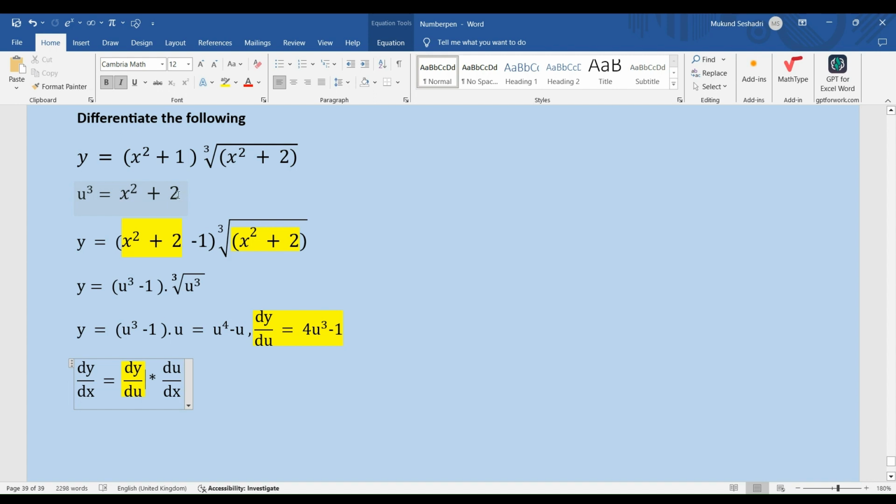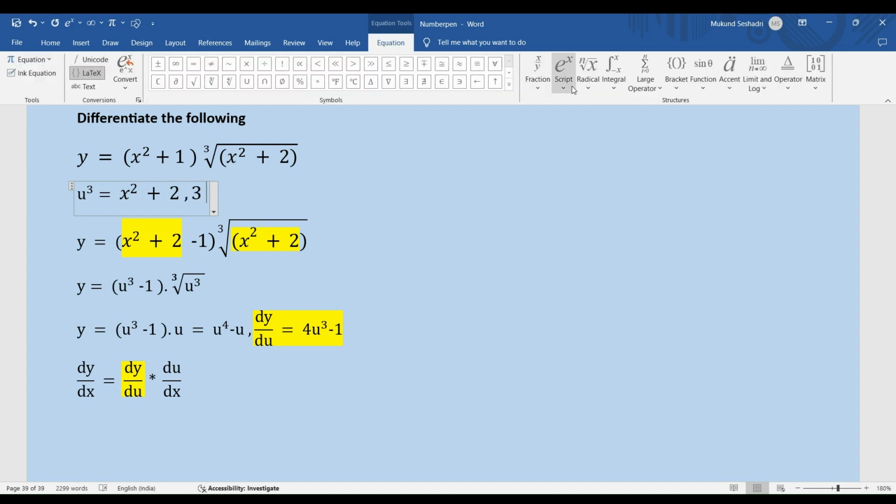In the earlier problems, we used to do a substitution of u equals g of x. In this problem, the substitution that we have made is u cube equals x square plus 2. So how do I arrive at my du by dx? All that I will have to do is differentiate on either side, right? So what do I get? The derivative of u cube with respect to x is nothing but 3 times u square, right?